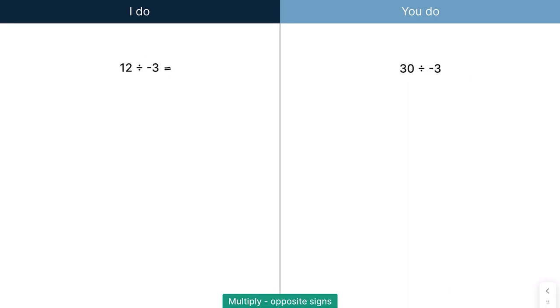So here I can see immediately the sign is going to be negative because we have a positive and a negative. So the answer here is 4. And again, hopefully you've pressed pause and had a go at this. So the sign is going to be a negative. 30 divided by 3 is going to give us 10 there.